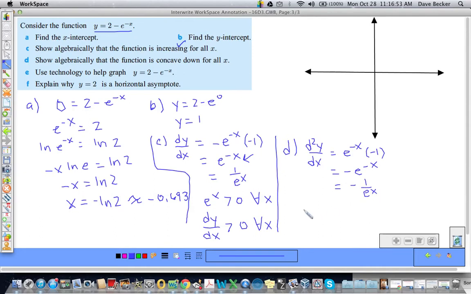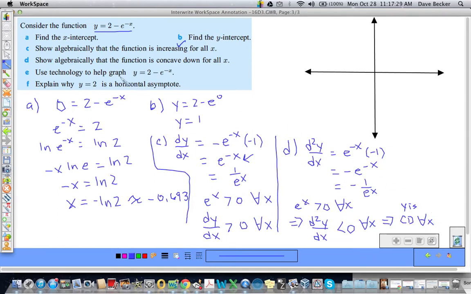And e to the x is greater than 0 for all x, which clearly implies that the second derivative is going to be less than 0, because 1 over a positive is a positive, multiplied by a negative is a negative, and that is going to be for all x, which implies, and I didn't do that here, you don't have to, that it's concave down for all x. That I would say y is concave down for all x. So we've done all that.